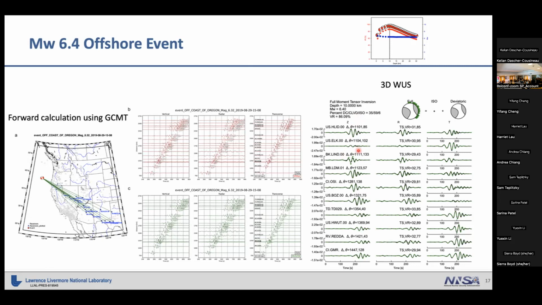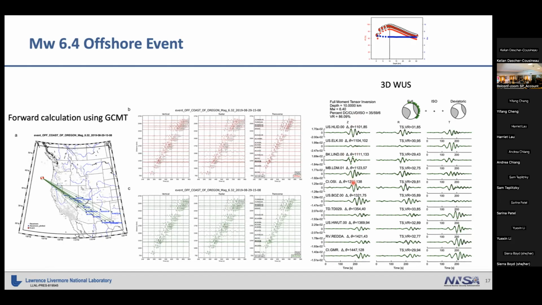How different is it from the CMT? They are similar, which I would be worried if they're different, because for these size events, they should be similar. I'll show a comparison of what changed.